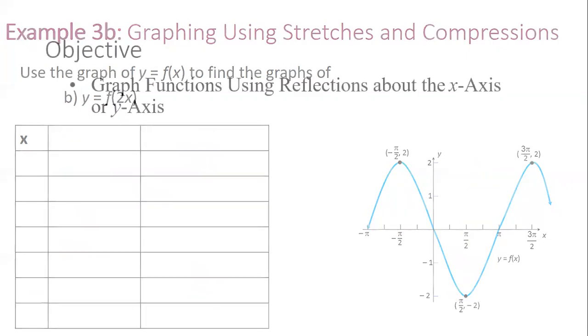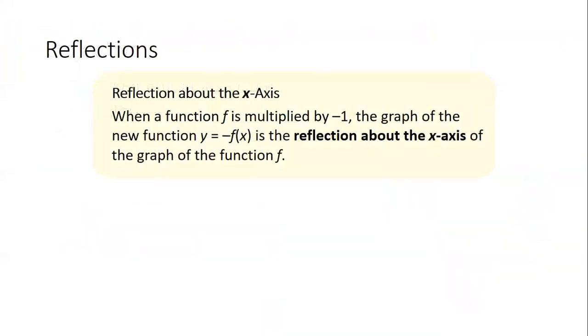Maybe. All right. So last thing is reflection. Reflection about the x-axis affects your y values. If you change the signs of your y values, that's a reflection about the x-axis. What that means is that your y values are going from negative to positive or vice versa. They're reflecting over the x-axis. Does that make sense?